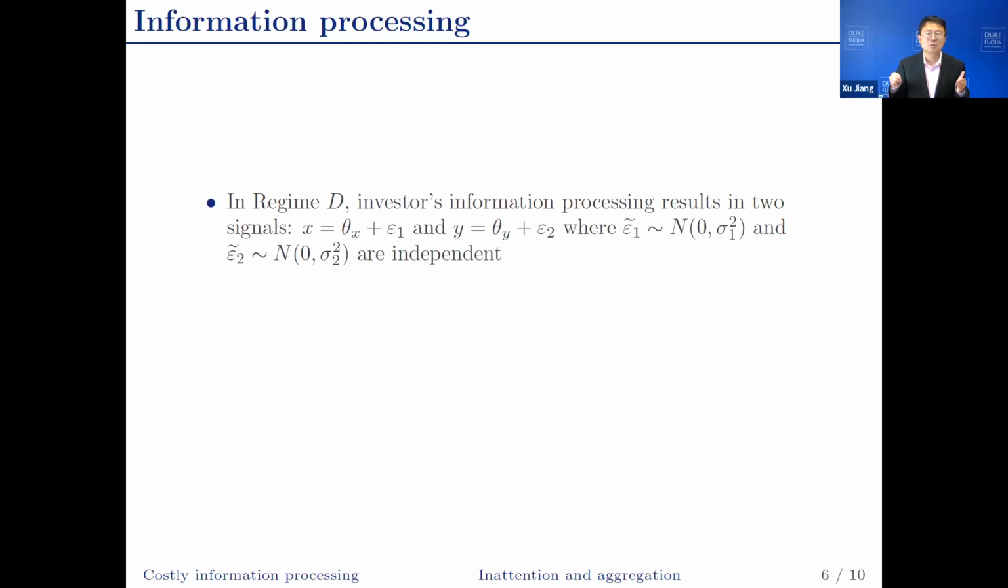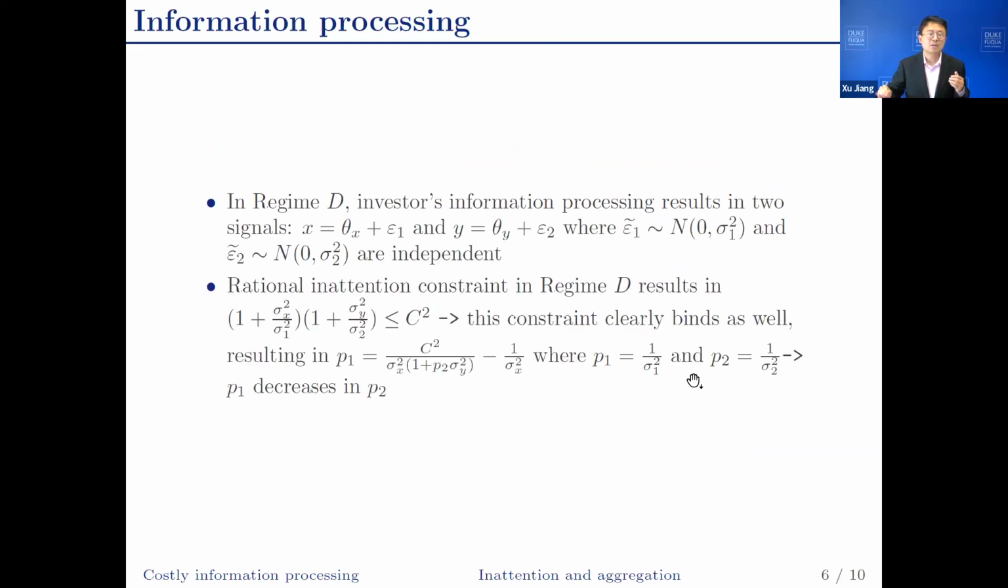Epsilon 1 is normally distributed with mean 0 and variance sigma 1 squared. Epsilon 2 is normally distributed with mean 0 and variance sigma 2 squared. They're independent. The rational inattention constraint can result in a relationship between sigma 1 squared and sigma 2 squared. And we can see here the two variances are substitutes. If I pay more attention to y, for example, then the variance of epsilon 2 is going to reduce, or the precision P2 is going to increase. But that means I have to pay less attention to x, which means that sigma 1 squared is going to increase, so P1 is going to decrease.